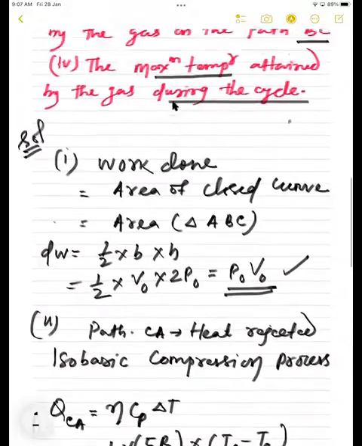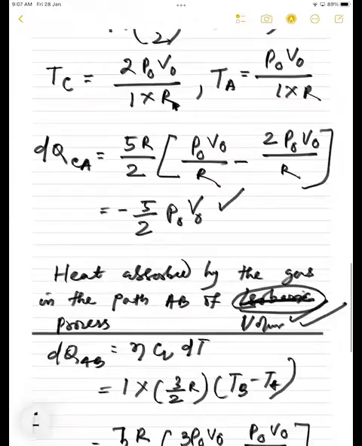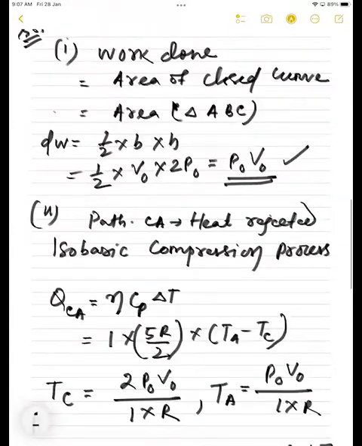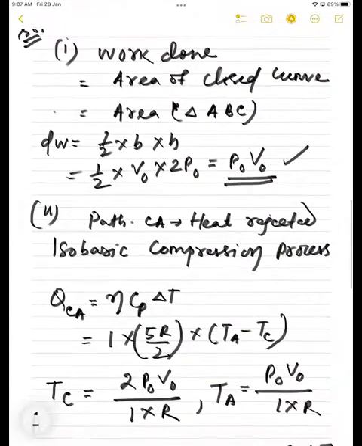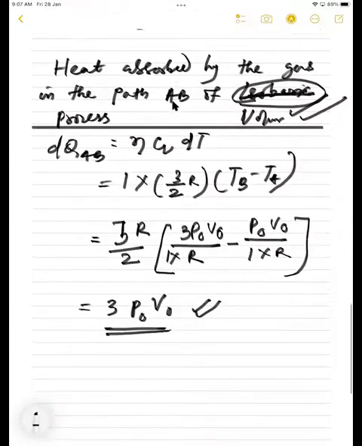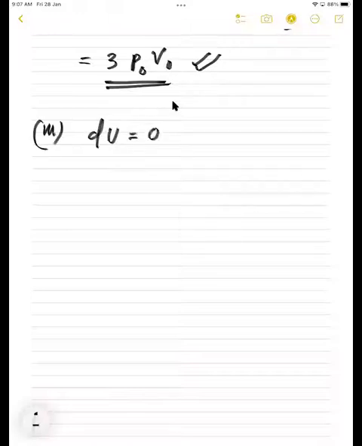Understood, students? Then number 3C. Net heat absorbed by the gas in the path BC. Number 3, third bit: the net heat absorbed by the gas in the path B to C, right? And students, for B to C, what do we have to do? See here, we have to go for the first law of thermodynamics, right? It is a cyclic process, so the change in internal energy is 0, right?